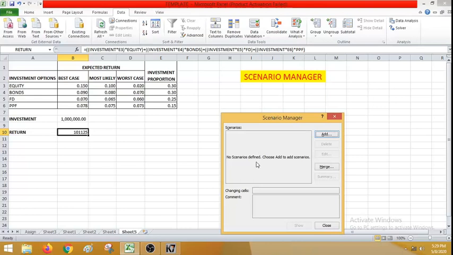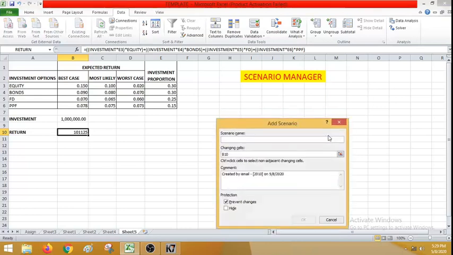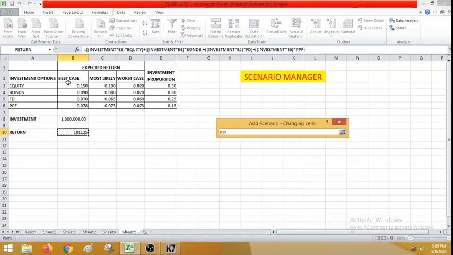I am going to create the scenarios. Okay, so add. What is going to be the scenario name? The first one is best case, right? Which cells have to be changed? The cells that are going to change are B3, B4, B5, B6, right? So I'm going to take these. Okay, the changing cells are B3, B4, B5 and B6. I have taken these cells.